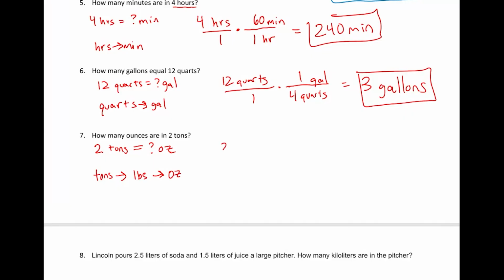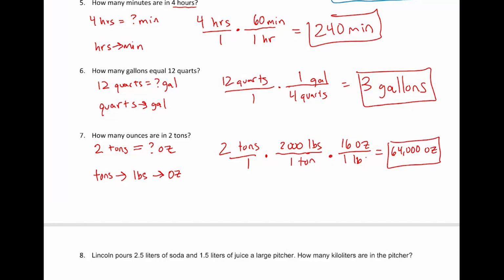Okay, so we'll start with 2 tons over 1. Multiply that by our conversion factor from tons to pounds. So 1 ton is equal to 2,000 pounds. And then convert pounds to ounces. 1 pound is equal to 16 ounces. So to convert 2 tons to ounces, we're going to do 2 times 2,000 times 16, all over 1. So you could just multiply the numerators out, and we get 64,000 ounces. A lot of ounces.